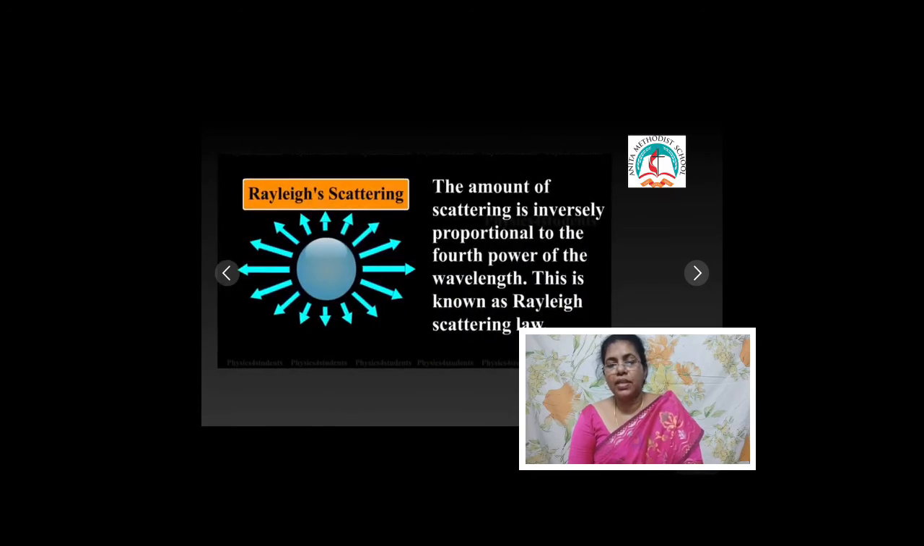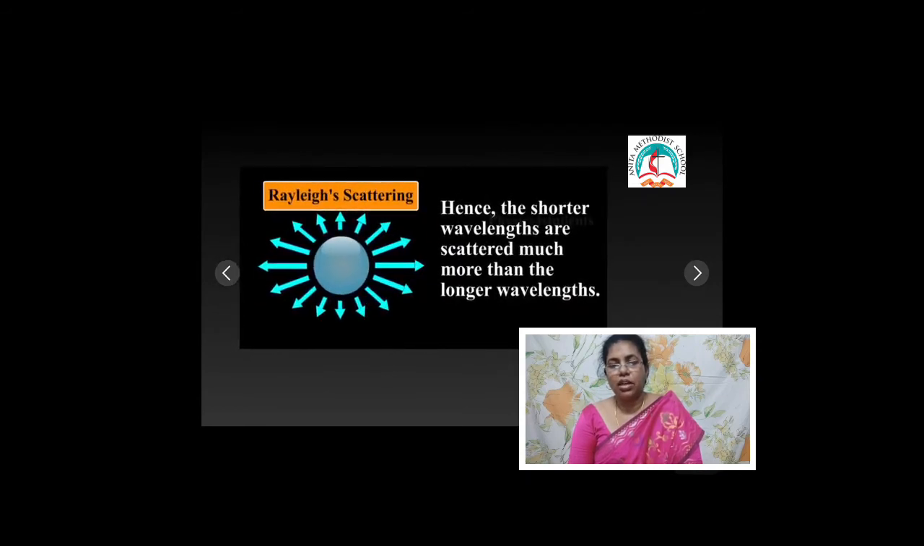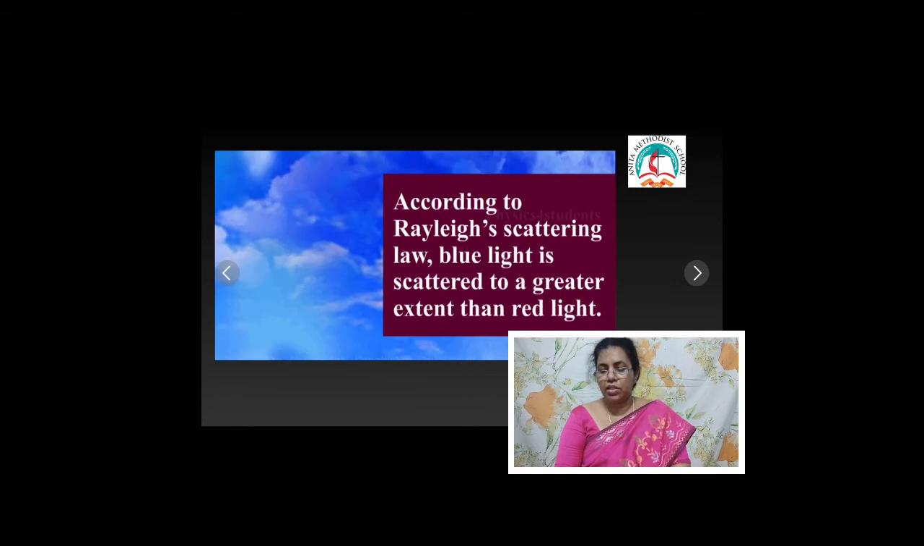The amount of scattering is inversely proportional to the fourth power of its wavelength. This is known as Rayleigh scattering law. Hence, the shorter wavelengths are scattered much more than the longer wavelengths. The blue appearance of the sky is due to scattering of sunlight by the atmosphere. The scattered radiation causes the sky to appear blue.